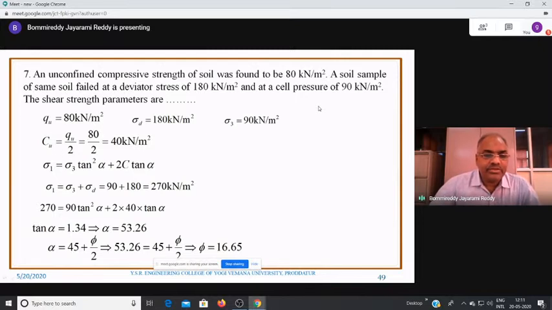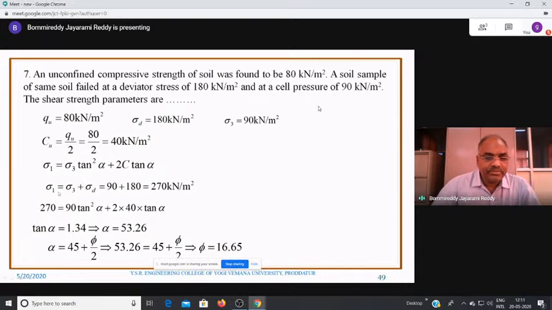So in the case of the unconfined test, what is CU? CU is nothing but QU by 2. It is 80 by 2, 40. Then this is regarding the unconfined compressive strength test. Whereas for the triaxial test, the relation between sigma 1 and sigma 3 is sigma 1 equal to sigma 3 tan square alpha plus 2c tan alpha.